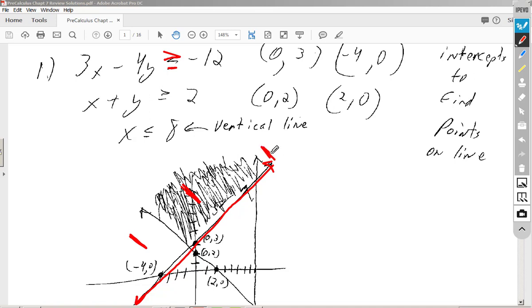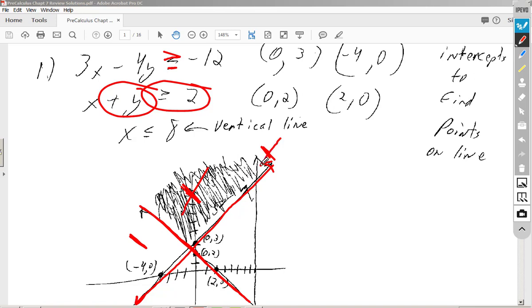Now when I look at my second equation, you're going to notice that this doesn't have a negative in front of it. So when I actually solve for it, it doesn't do anything to the inequality. And it says that y is greater than or equal to 2. So here's this line right here. And since everything's greater than that, that'd be this region or this region.